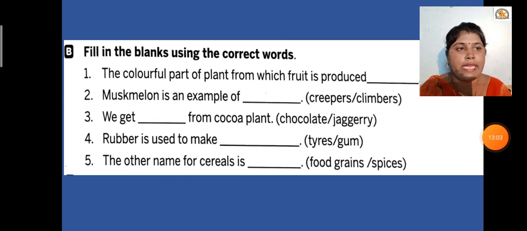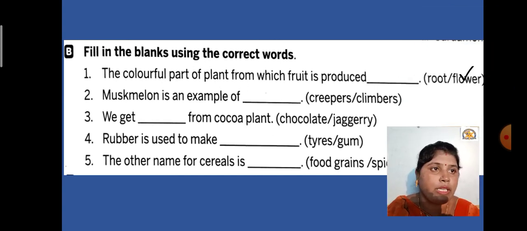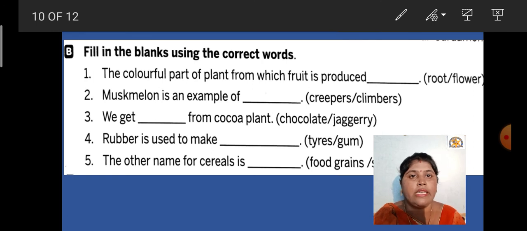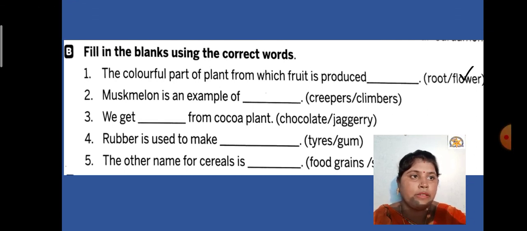See the exercise B. The exercise B is filling the blanks using the correct words. You have to fill all the blanks. Number 1, the colorful part of the plant from which fruit is produced. Fruit is produced from root or flower, and the answer is flower. Yes, the fruit is produced from the flower.